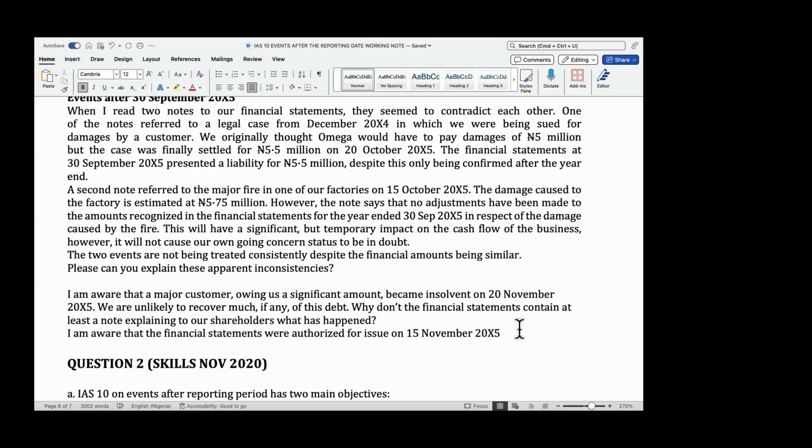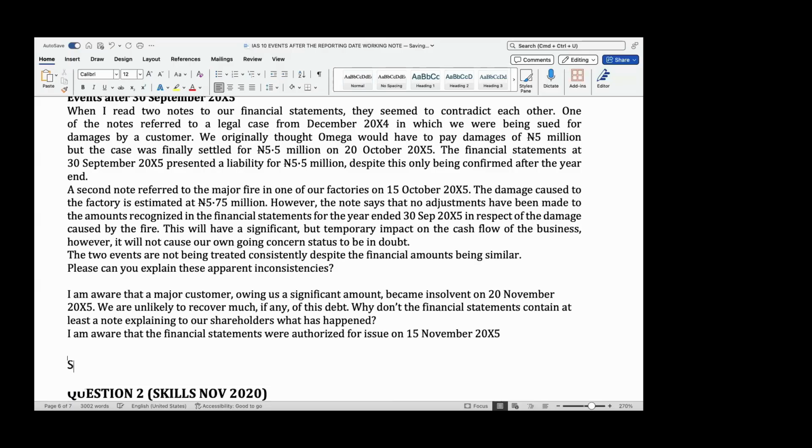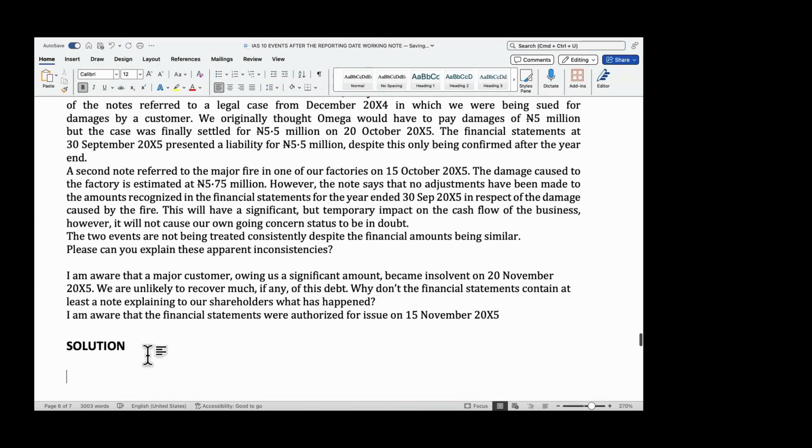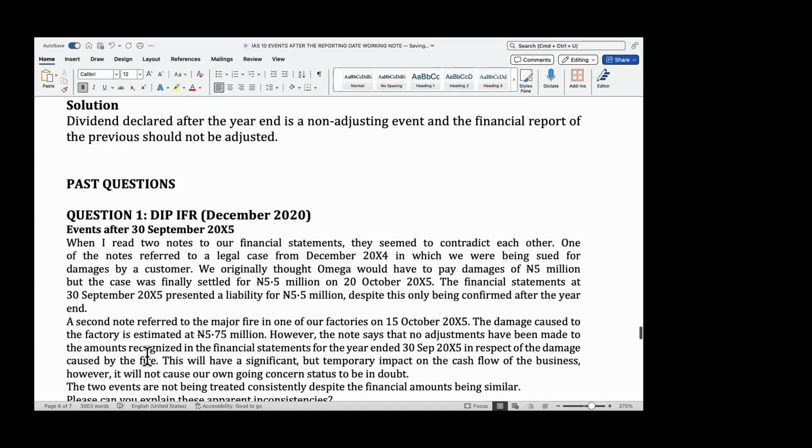Okay. So for this one, you should find it easy because I believe we'll have mentioned everything. These are three, and each paragraph is dealing with a different event. If you look at the first event, the events are after 30th September, meaning their reporting date is 30th September.